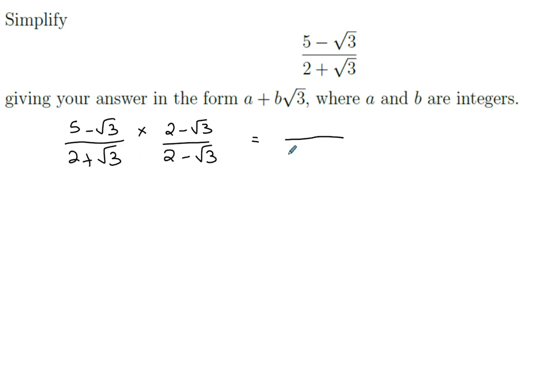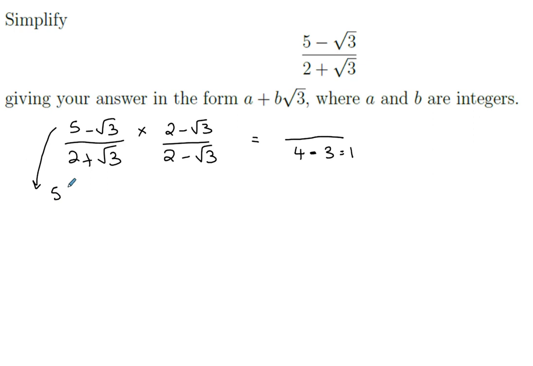So 2 squared is 4, minus, it's always a minus, and then surd 3 times surd 3 is 3. So that will just give you 1. So we can really virtually ignore the denominator. Okay, and then we expand this my way.